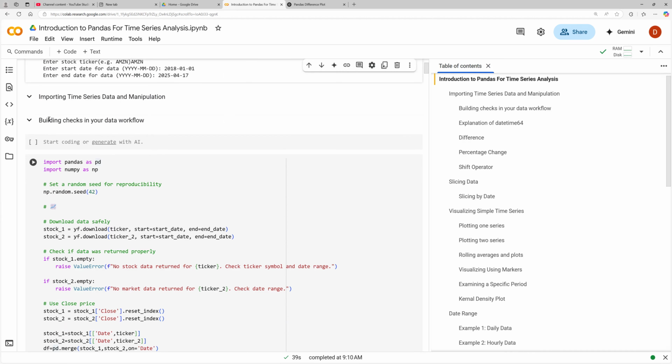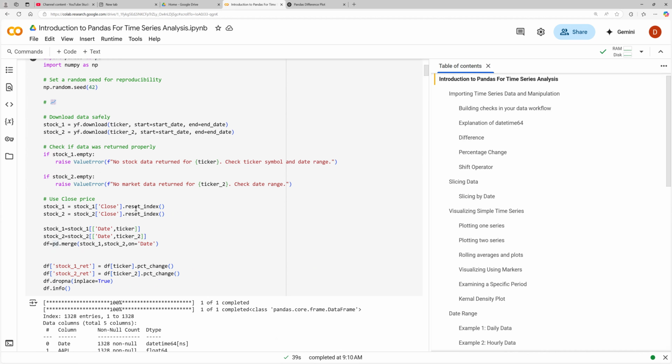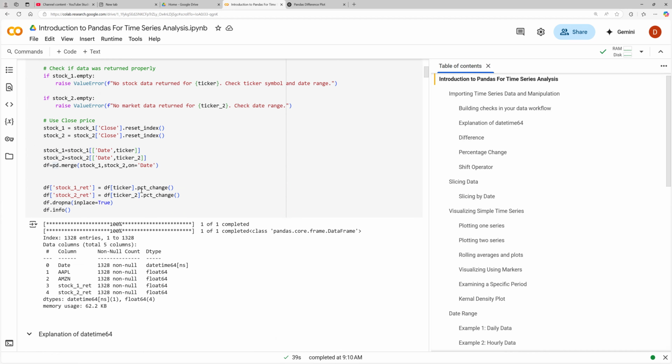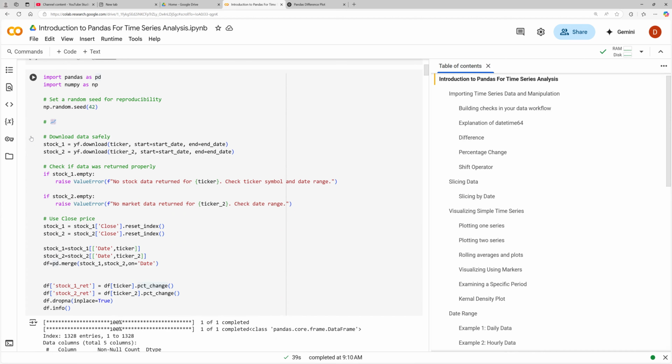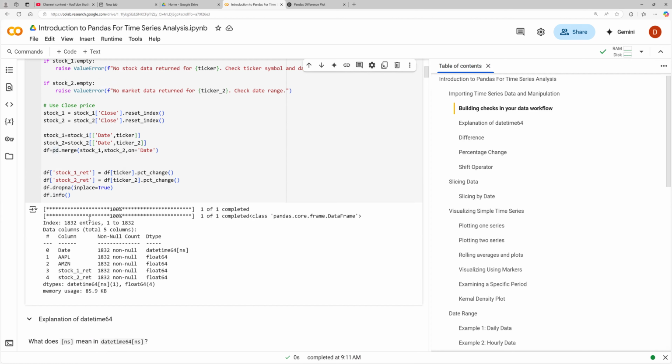Now, what's also important is basically building checks into your data workflow. So I use things like if stock is empty, if there are missing values for a particular stock, then it's going to raise a value error. And then I use reset index, right? Because the columns come out in a way that you can't manipulate. So when you reset the index, the columns become flat. And here's the stock returns as a percentage change. So if I run this, I get all this information.